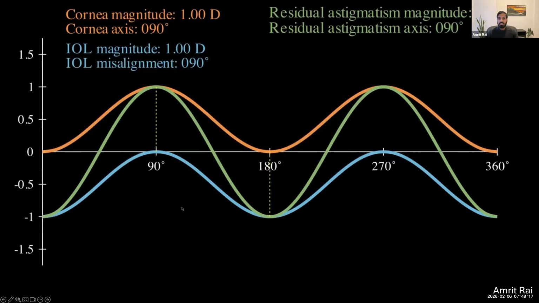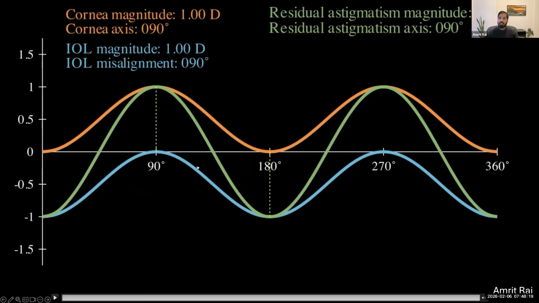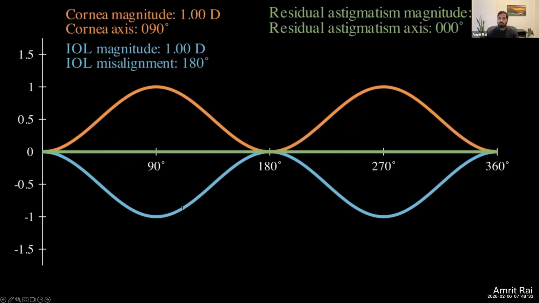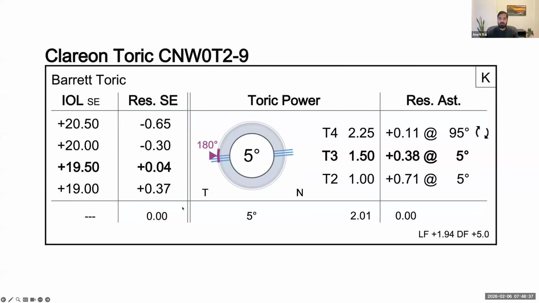And if our IOL is 90 degrees misaligned, well, then we can see that the residual astigmatism is quite large. It equals the sum of the corneal astigmatism and the toric cylinder power. So in this case, 2 diopters. We definitely don't want to do that. And then if we're misaligned by 180 degrees, that just brings us back to perfect alignment.